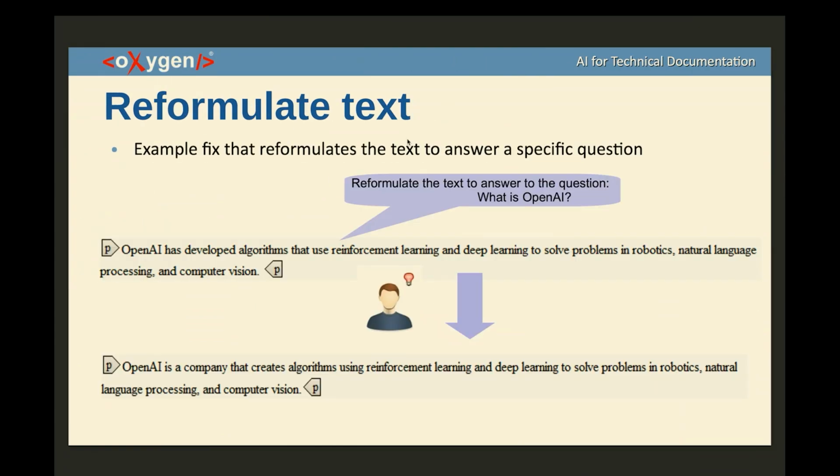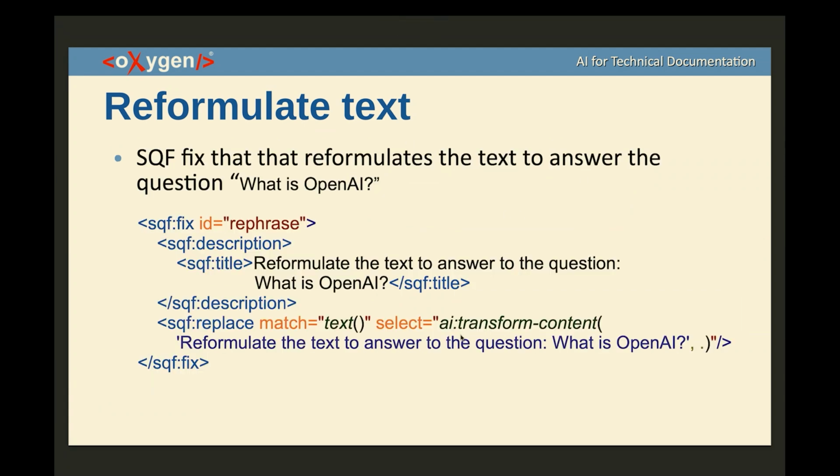So similarly, you can have a fix that will correct this problem, and you use the same type of quick fix. So you define a quick fix that will replace the text with the transformed content, and you say, okay, reformulate the text to answer the question, what is OpenAI? And of course, here you can enlarge your prompt. So you need to respond to the following questions, and this also helps the AI systems when they read your documentation. So if an AI system knows that your paragraph or your content answers your question, then when you ask a question and you query your documentation, it will get you this information much easier.